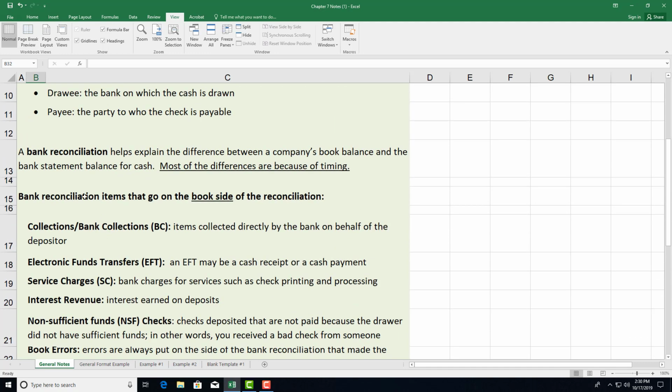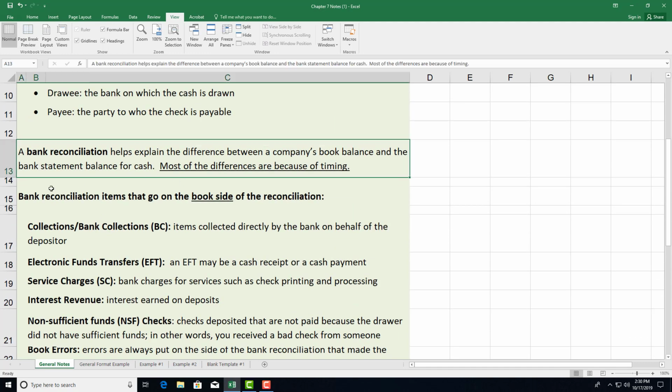We are going to do what we call a bank reconciliation. And so a bank reconciliation basically explains why there is a difference between the cash balance on a company's books and its bank statement. And so we're going to do a reconciliation that helps explain that difference, and then it helps us get our books updated. The bank reconciliation can also help you find potential fraudulent transactions that might have gone through the cash account, but most of the differences are just because of timing.